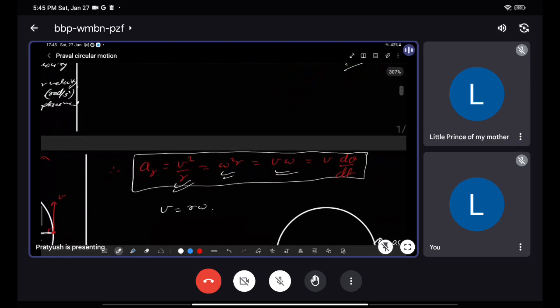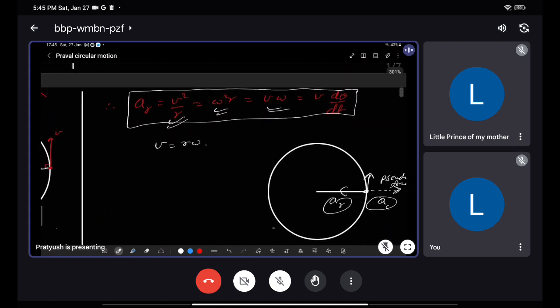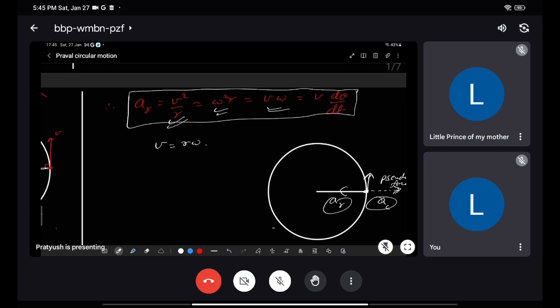So ultimately what are we getting? We know that V equals R omega. So when we put R omega, we get another formula, omega square R. And again R omega is velocity. So we get V into omega or V into d theta by dt. These are the values of centripetal acceleration. Take them down. Sir, copy it, sir. Copied.